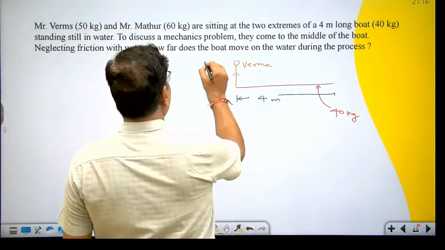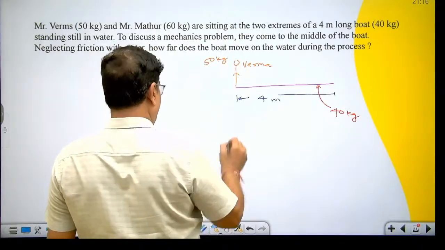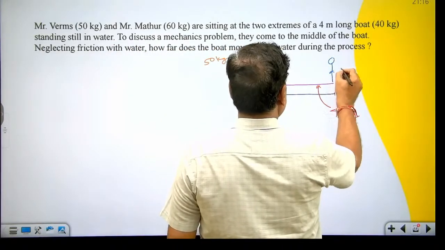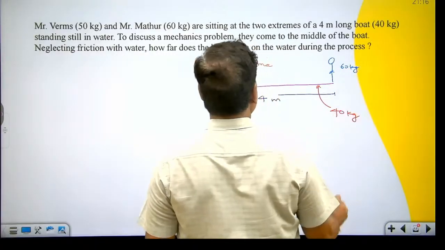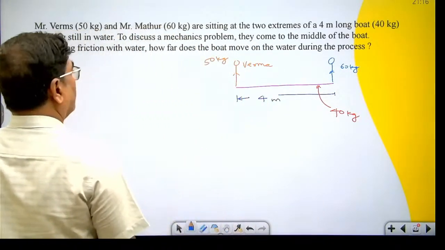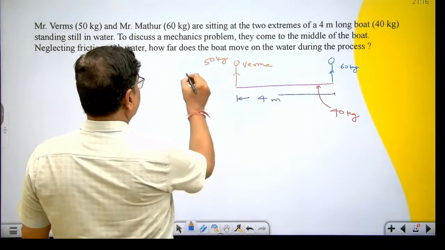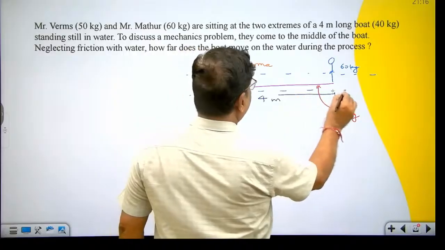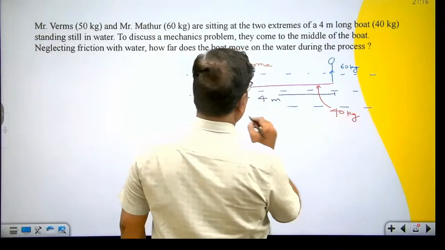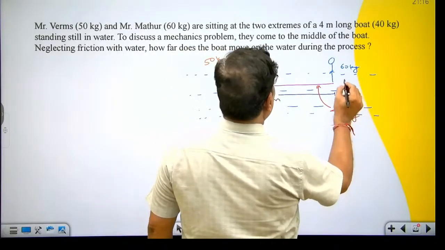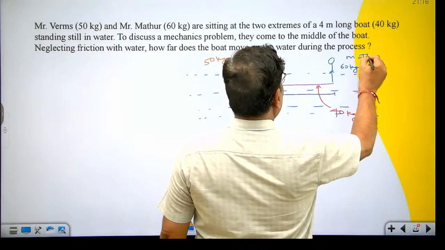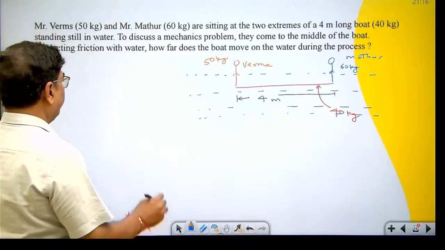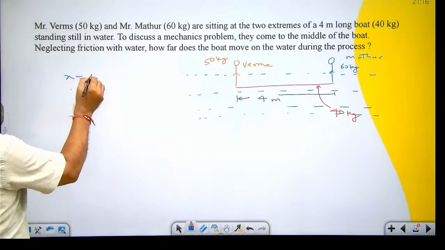Its mass is 50 kg. And this is Mr. Mathur. Its mass is 60 kg. Let us assume the boat shifts by a distance x to the right side when Mr. Verma and Mathur come to the center. Okay, we have assumed x equals the shift of the boat.